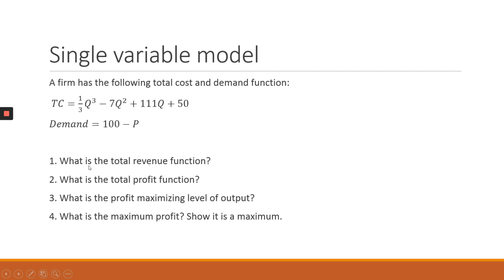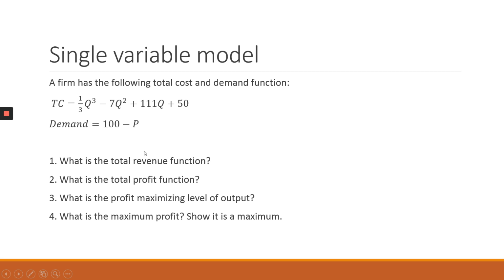The first question is, what is the total revenue function? The second question is, what is the total profit function? The third question is, what is the profit maximizing level of output? And the fourth question is, what is the maximum profit? Sure, it is a maximum.